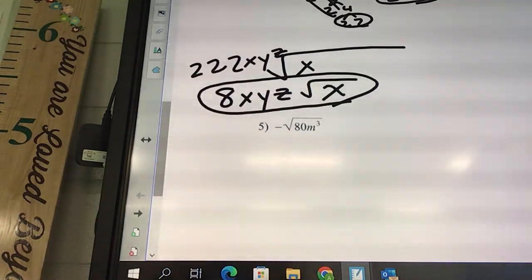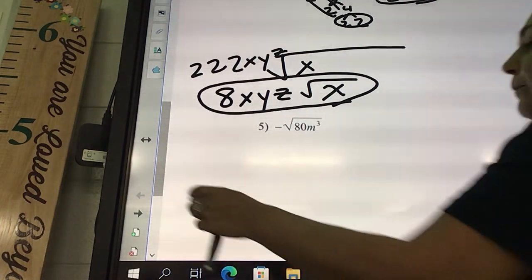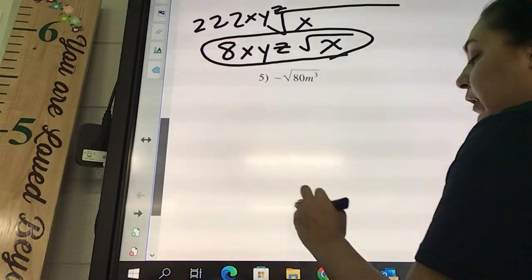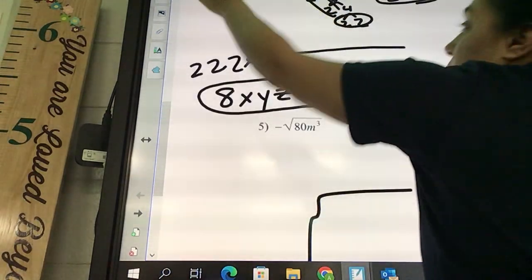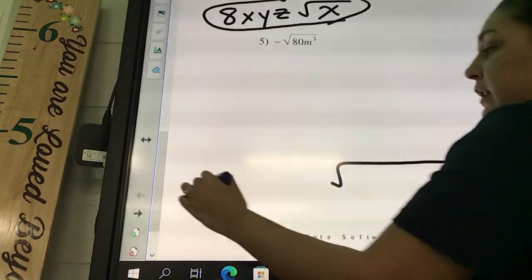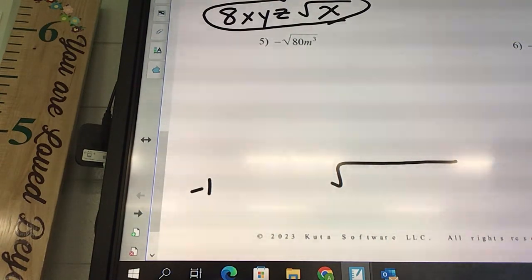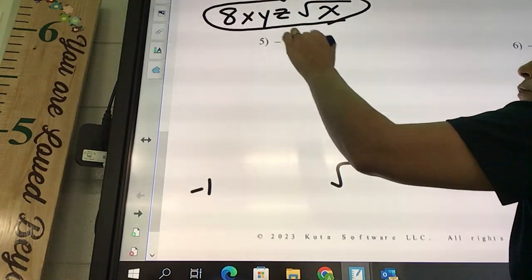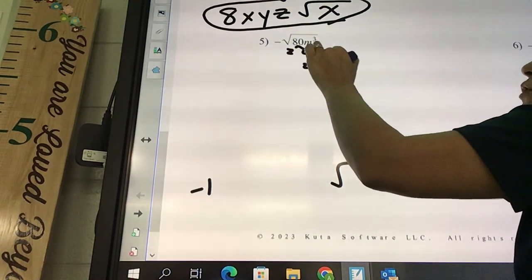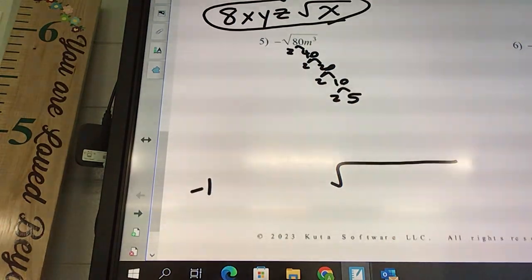Okay, 5. What is the very first thing you need to do? Drop down the radical and put what? The negative, okay? And really, what is that negative? -1. Okay, so I'm going to have this -1 here on the outside, okay? That would be my suggestion. A lot of times people forget to drop down that coefficient out there in the front, okay? So 80, we're going to have 2 and 40. 2 and 20, 2 and 10, 2 and 5.